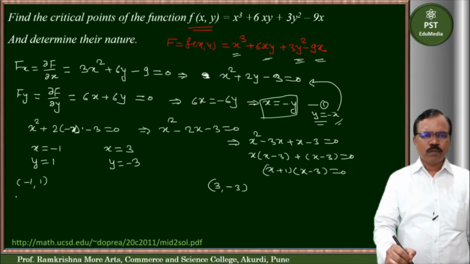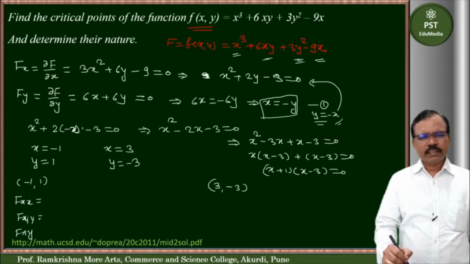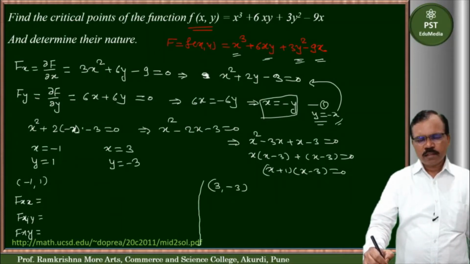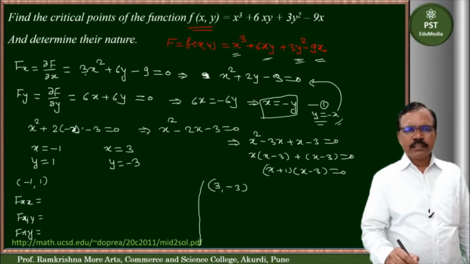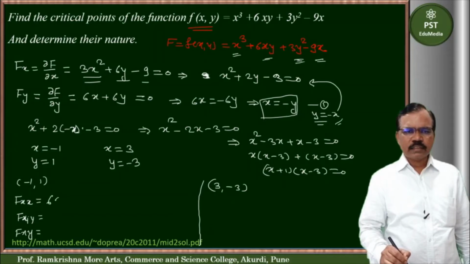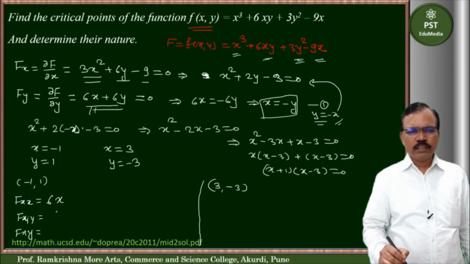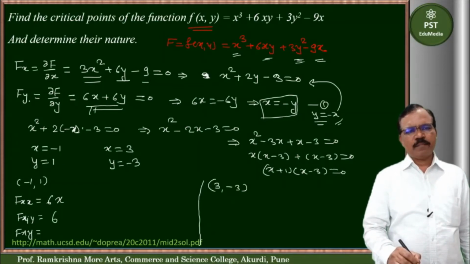For that purpose, we have to find fxx, fyy, and fxy. Now fxx: here fx is equal to 3x square plus 6y minus 9, so you will get 6x. Fyy: the derivative of the first term is 0, so you will get only 6. And fxy: if we differentiate with respect to x, we will get 6.